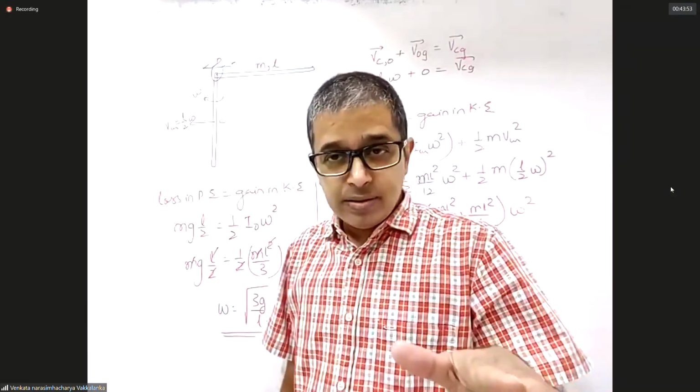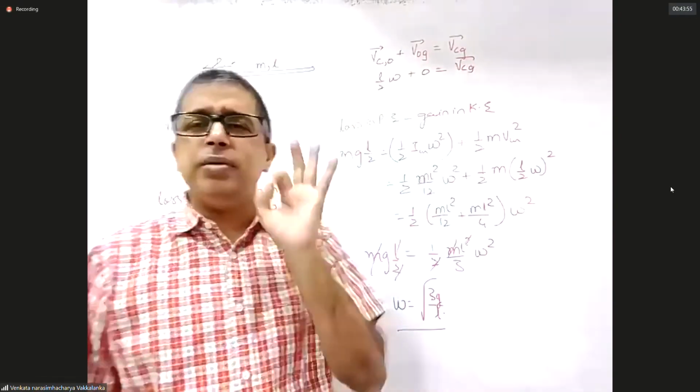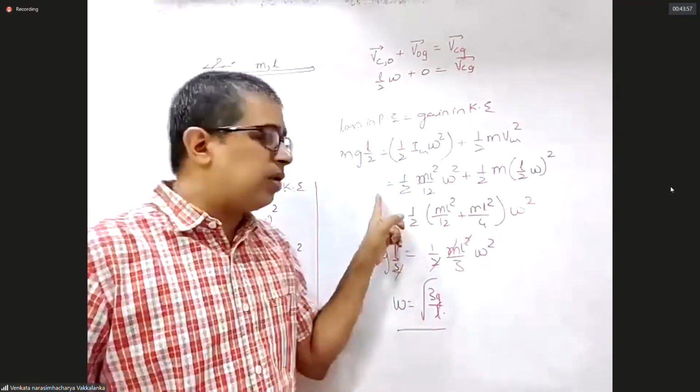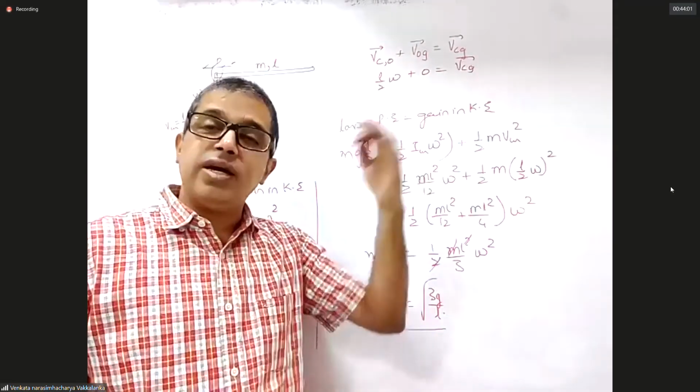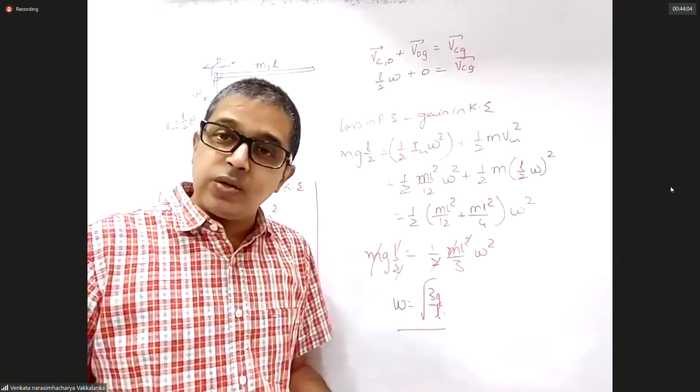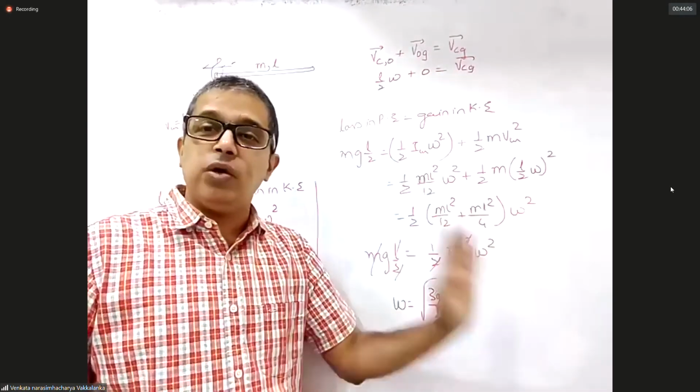Perfect? Suppose I am not in a position to recognize that. This will never fail us. Kinetic energy of the body about its center of mass plus kinetic energy of center of mass with respect to ground is the kinetic energy of the body with respect to ground.